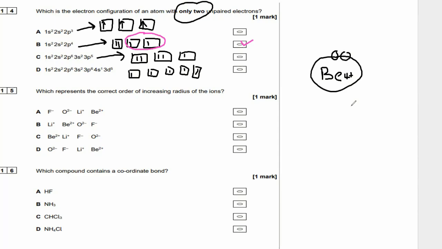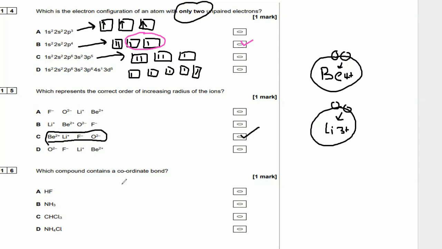And then fluorine and oxygen, we can see we've got a fluoride F minus ion and an oxide O 2 minus ion, so they are going to be larger. The greater the negative charge, the greater the repulsion, the bigger the radius of the ion. So the answer is C.